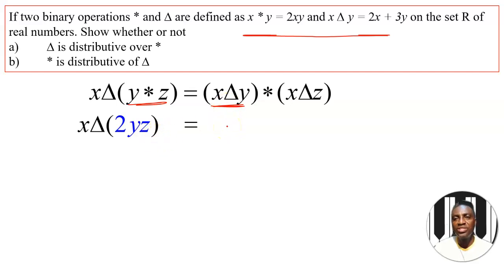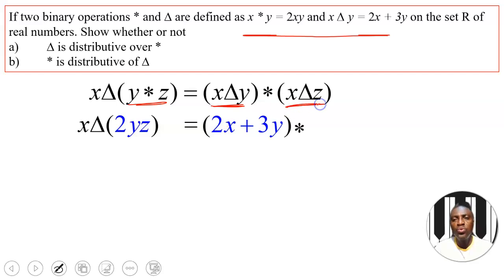That is x operation y, and by that definition, it is 2 times x plus 3y, and so that will give us 2 times x plus 3y. Then we bring our star. Now here we are having x to represent x, while z to represent y, and by that definition, we're going to get 2 times x plus 3z as well. So we have this. Now let's continue.